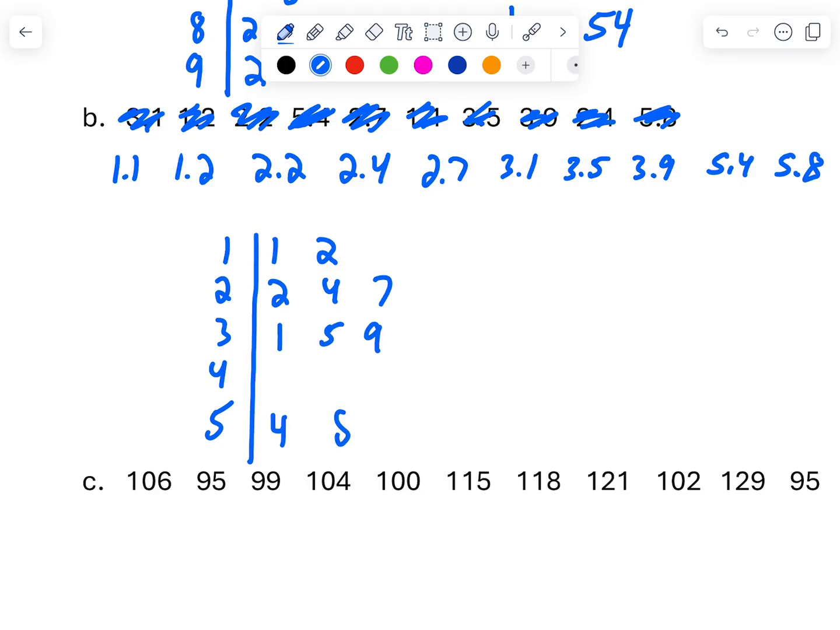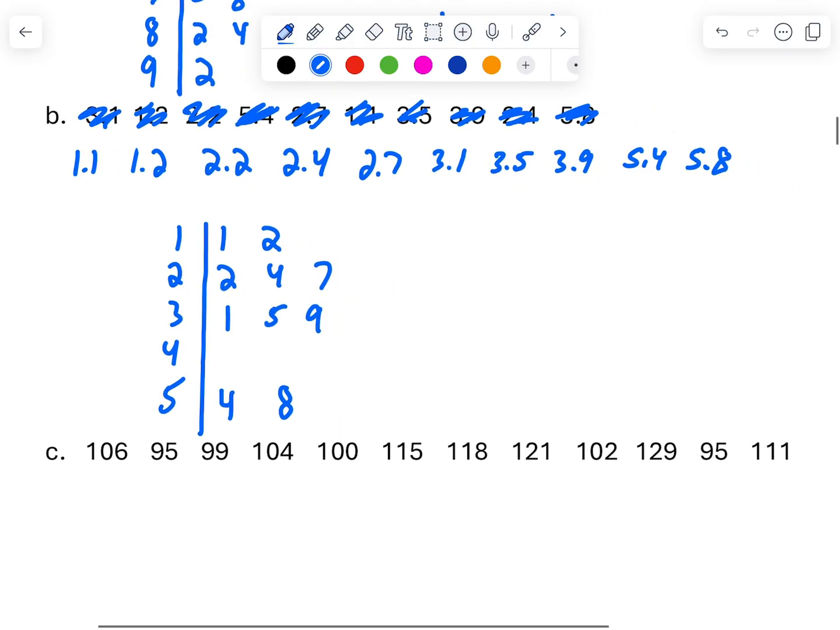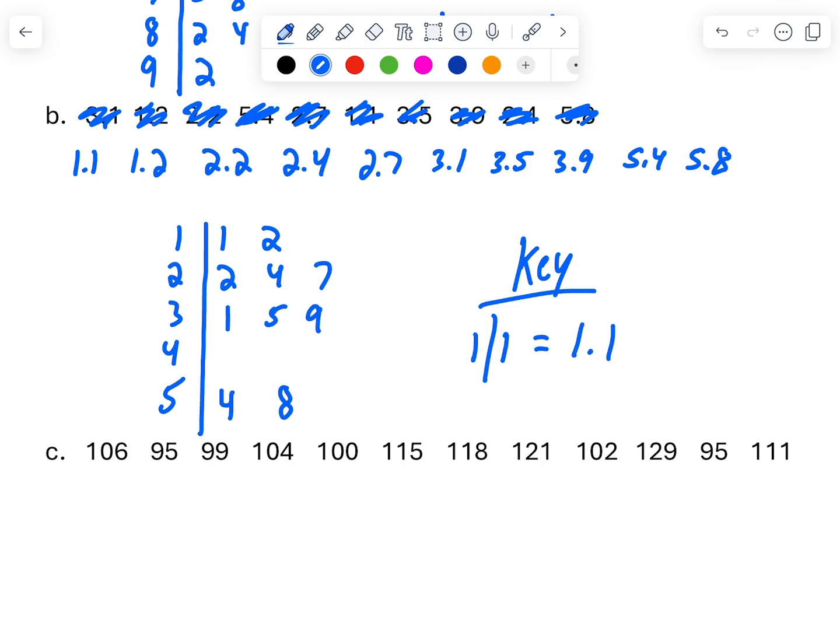Again, I'm skipping the 4. I'm still having the 4 there, but I'm not writing anything because I don't have anything. Then I have a 4 and an 8 for the 5s. If I had a 4.0, for example, I would just put a 0 in the leaf part. Now, very important is my key. I'm going to say if you see a 1 | 1, that equals 1.1. Now the reader knows how to read that.